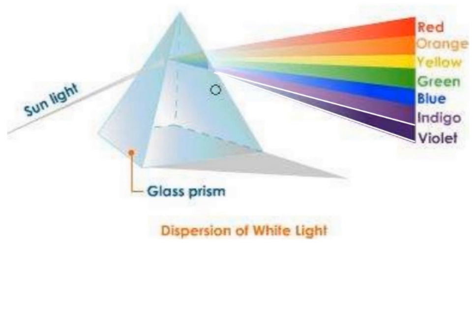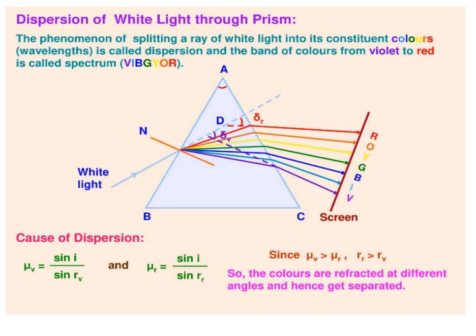So let us understand what is meant by the dispersion of light. Dispersion of white light through a prism. What is this? The phenomenon of splitting a ray of white light into its constituent colors (wavelengths) is called dispersion, and the band of colors from violet to red is called the spectrum. That is VIBGYOR. These are the 7 colors.